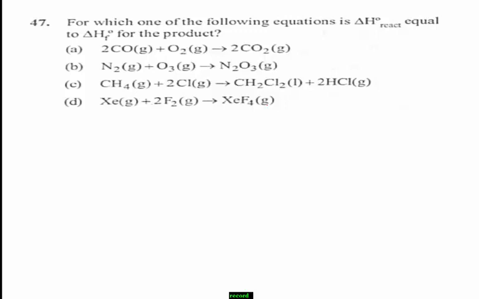When carbon monoxide gas reacts with oxygen gas, it forms CO2 gas. N2 reacts with ozone to form N2O3. When methane reacts with chlorine, we get chloride. Xenon reacts with fluorine to form xenon tetrafluoride. Which one is the right answer?